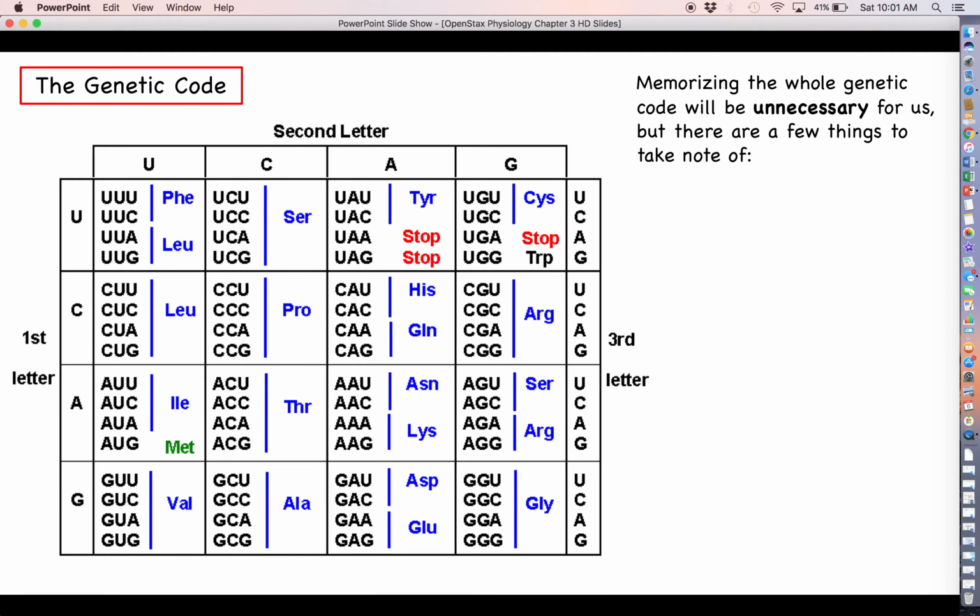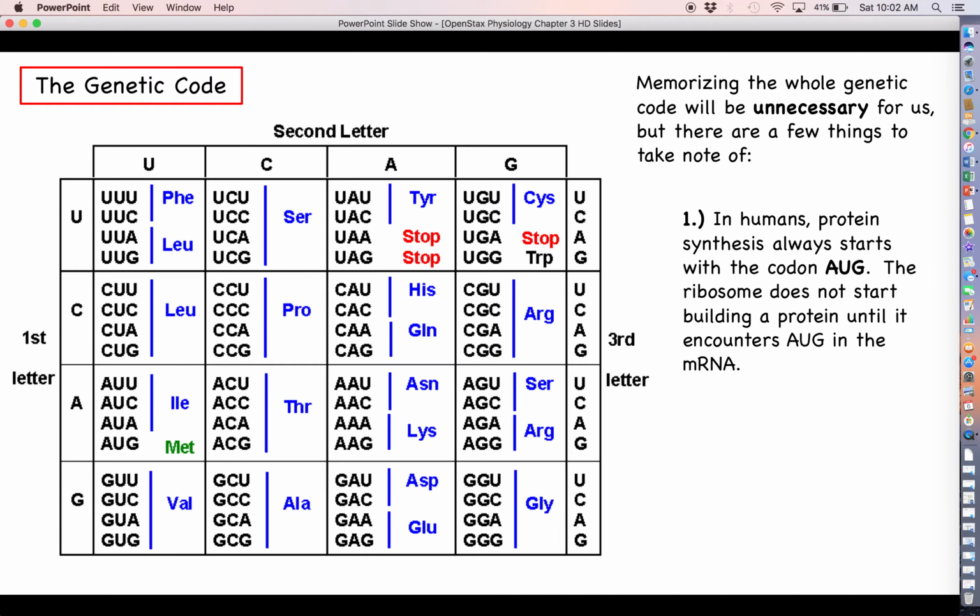Memorizing the whole genetic code is totally unnecessary for us, but there are a few things we should take note of here. Remember how I said when the ribosome binds the messenger RNA, it's looking for a start signal? Well, that start signal is down here. It is the codon AUG. So when the ribosome is reading the transcript, it's looking for a stretch of nucleotides that goes AUG. That codes for the amino acid methionine, which is why almost every protein in humans starts with that particular amino acid.